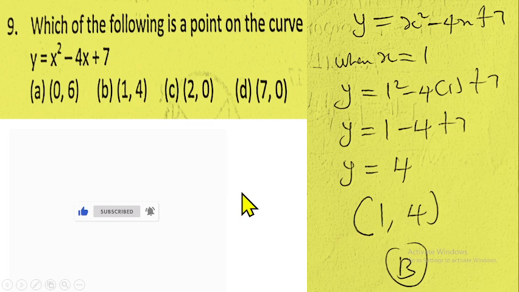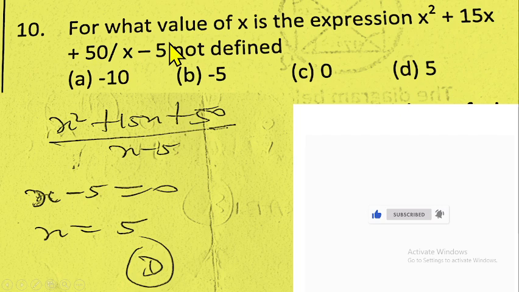Question number 10 is from undefined fraction. For what value of x is the expression x squared plus 15x plus 50 over x minus 5 not defined? So we have x squared plus 15x plus 50 over x minus 5.